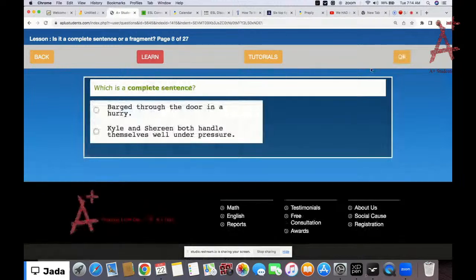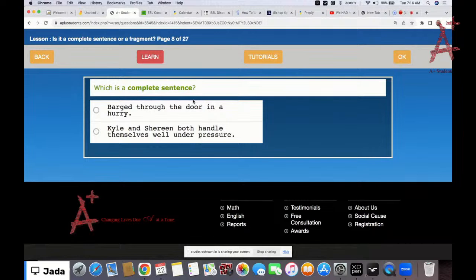Now which is a complete sentence? You need to find a complete sentence. Barged through the door in a hurry. Kyle and Sharon both handle themselves well under pressure. If you look at the first one, it just says barged through the door in a hurry. Who is barging into the door? We have no idea. So that is a sentence fragment.